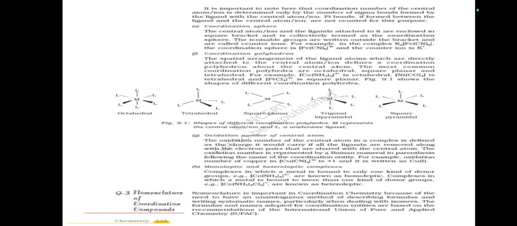Coordination sphere. The central atom or ion and the ligands attached to it are enclosed in square brackets and are collectively termed the coordination sphere. The ionizable groups are written outside the bracket and are called counter ions. For example, in the complex K4[Fe(CN)6], the coordination sphere is [Fe(CN)6]⁴⁻ and the counter ion is K⁺.